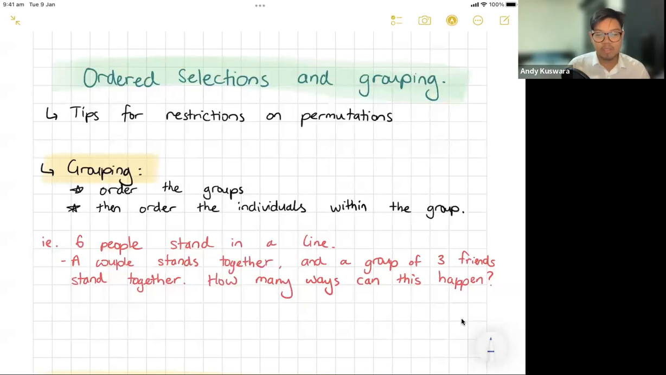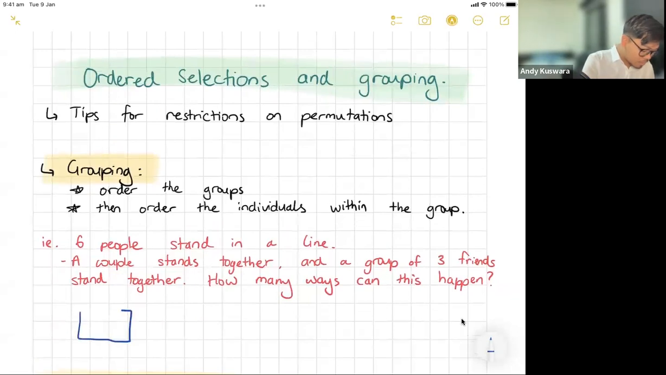Let's take a look at this. We've got six people standing in a line. A couple want to stand together, and a group of three friends also stand together. We want to find how many ways this can happen when six people stand in a line. Here there are three distinct groups.